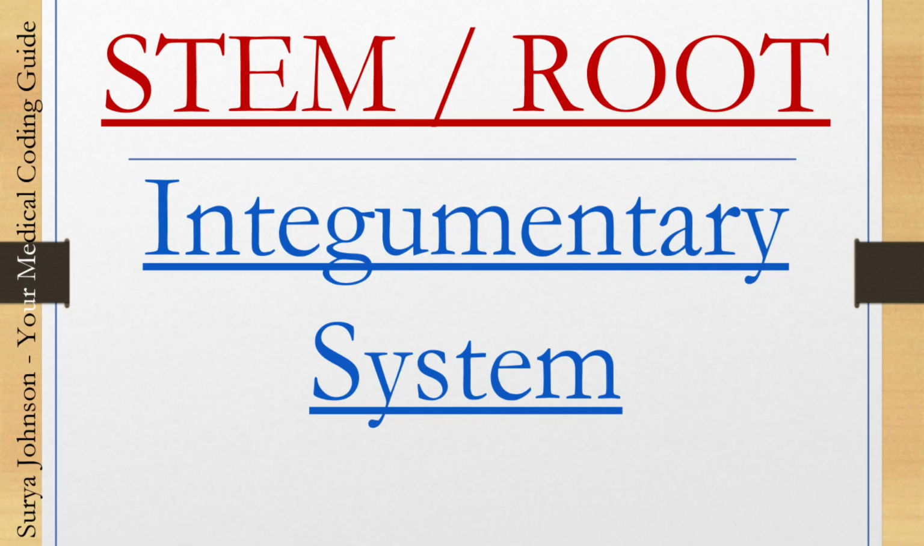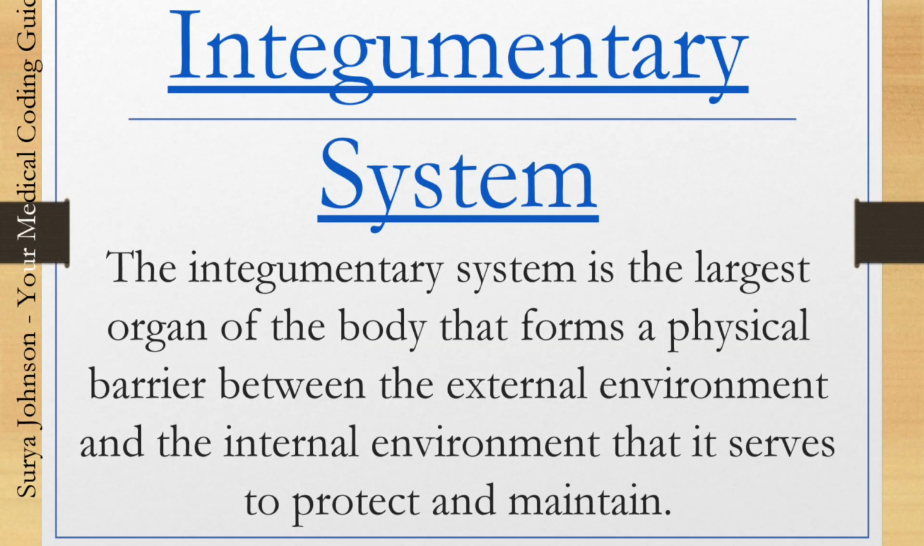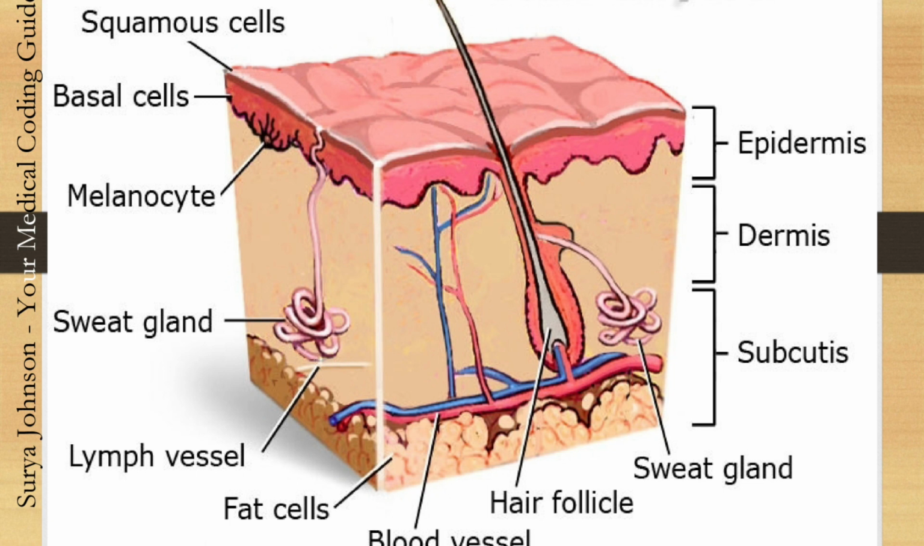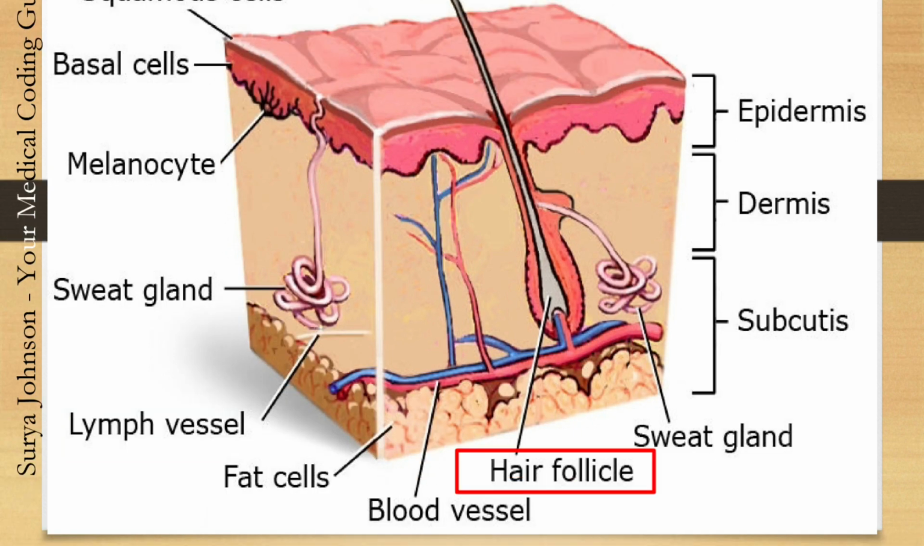Now we will move on to the integumentary system, that is your skin. The integumentary system is the largest organ of the body that forms a physical barrier between the external environment and the internal environment that it serves to protect and maintain. The parts of the integumentary system are the epidermis, that is the outer layer of your skin, the dermis, and then the subcutaneous layer. It comprises squamous cells and basal cells, fat cells, and it also has sweat glands, lymph vessels, blood vessels, and your hair follicles.